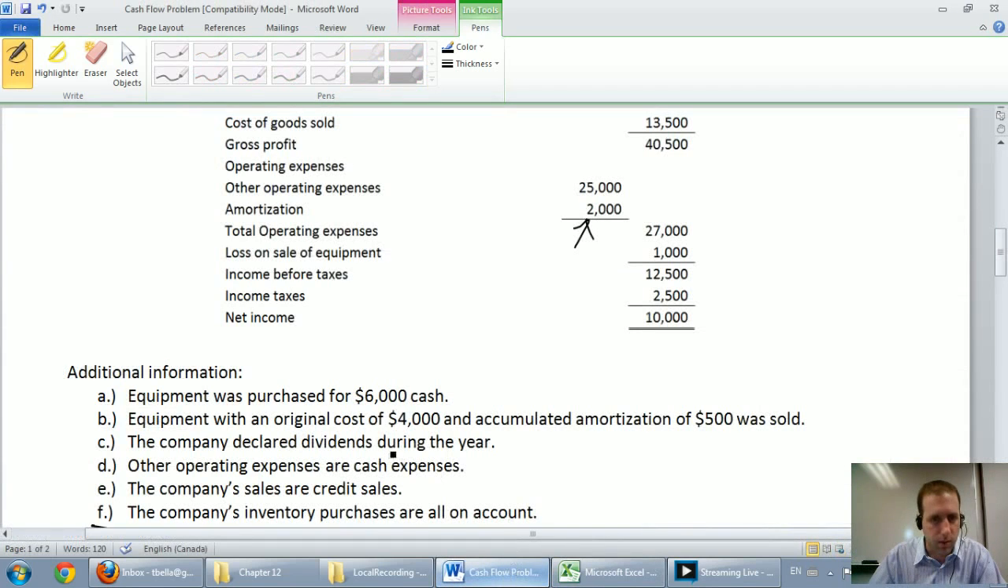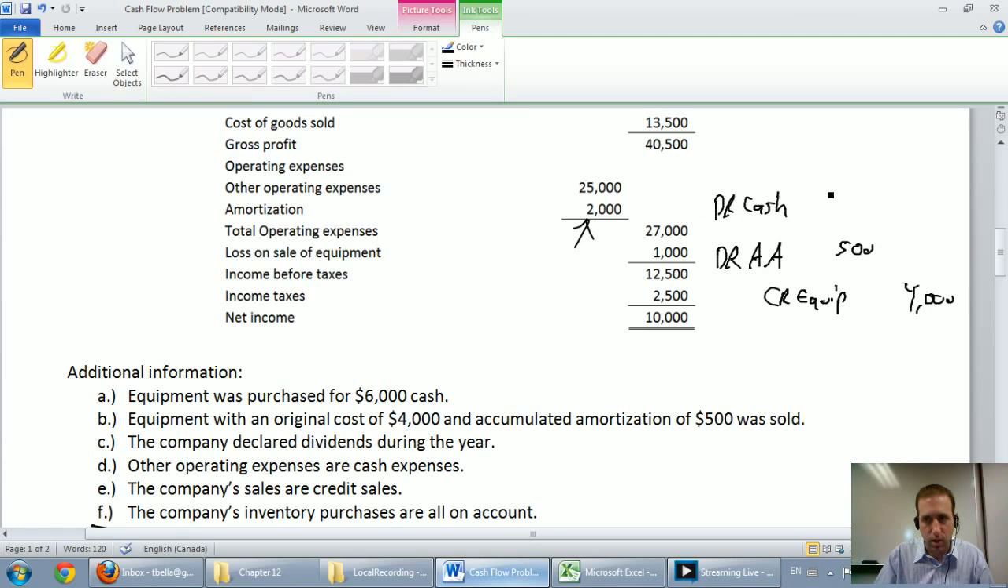All right, we sold some equipment, and it doesn't give us very much information. It says equipment with the original cost of $4,000 and accumulated amortization of $500 was sold, but it actually doesn't tell us how much money we sold it for. But we can figure this out. Remember, whenever we sell equipment, I'm going to just make a pretend journal entry over here. We will credit the equipment for the amount, and the amount was $4,000. That's the original cost. We also get rid of its accumulated amortization, and that was $500. And we're going to debit cash whenever we sell equipment for some amount. I'll just put a question mark for now. I'll fill that in a second.